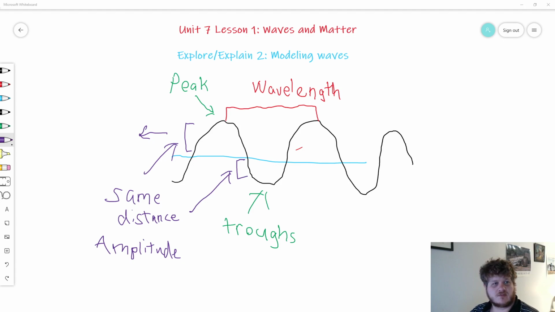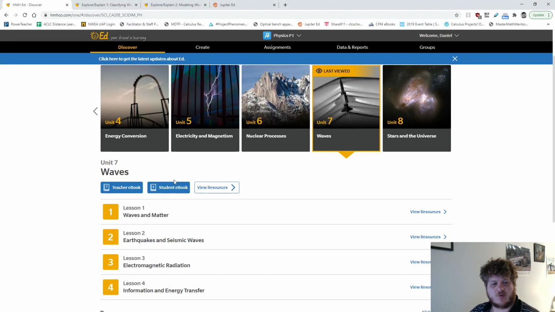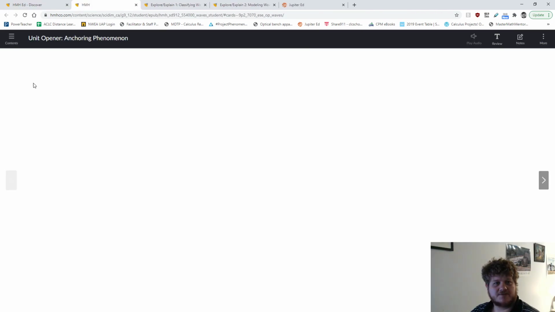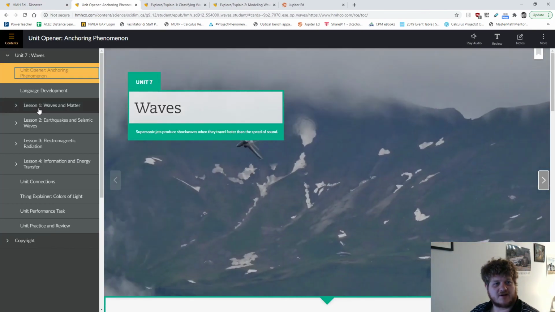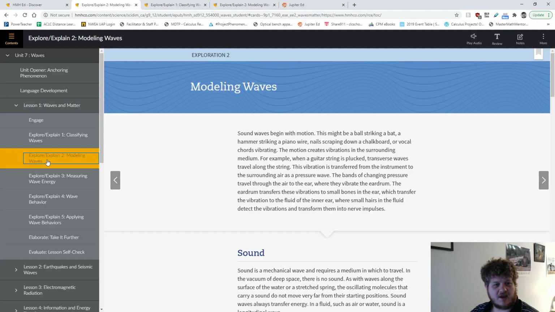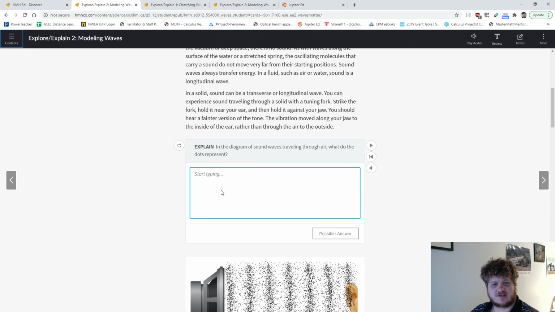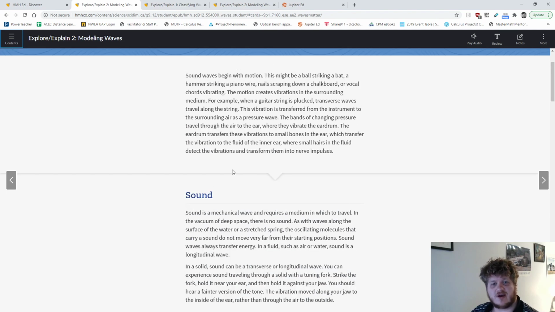with that, in order to get to the section for what you need to read today, let me pull it up. Oh, wrong one. So, you log in, you get here, you click on Waves, it'll pop up your ebook, and then you'll click on Contents and go to Lesson 1, Waves and Matter, click the arrow, and Explore Explain 2. And then you can click this if you don't want the contents over there. So within this, we're going to be talking about a few things.